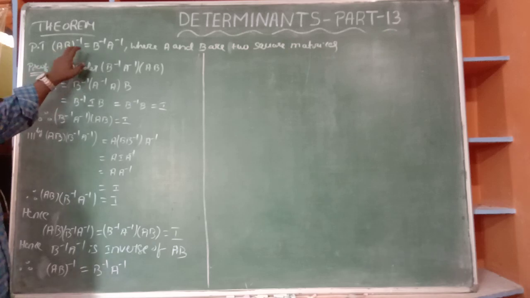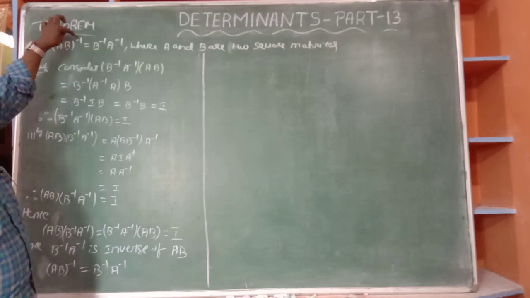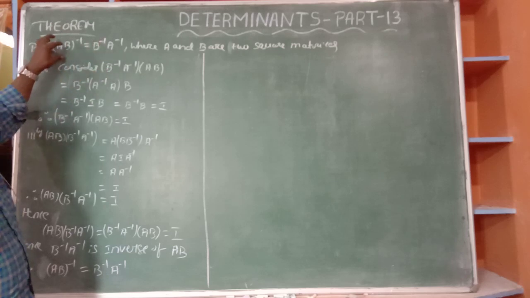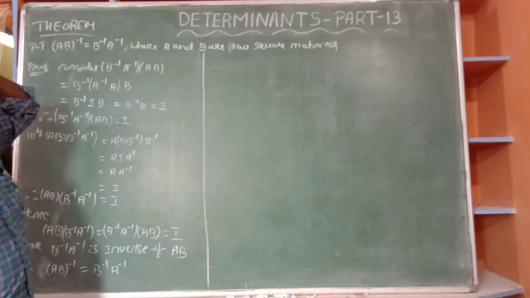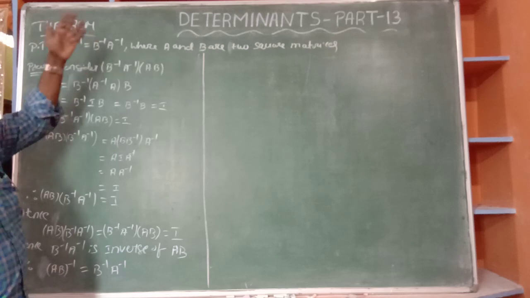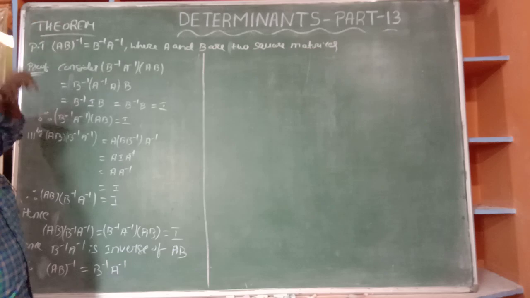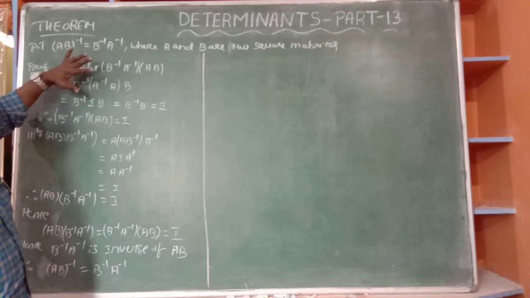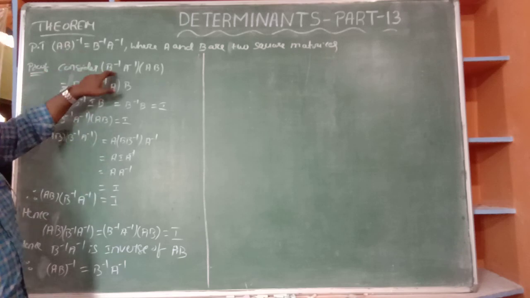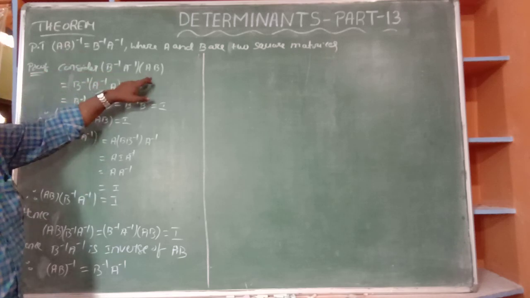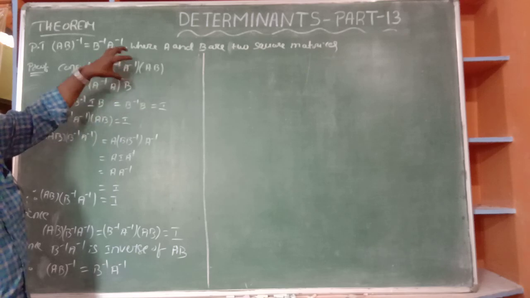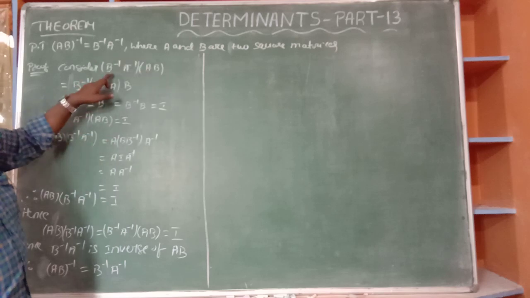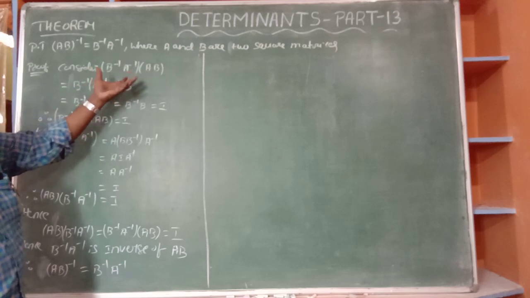Here, in order to prove it, AB whole inverse is reversed: B inverse, A inverse. Okay, now suppose A, B, C whole inverse is there, it is C inverse, B inverse, A inverse, like that. It is reversed. Here, I am taking a logical proof. B inverse, A inverse into AB. I am taking one expression. B inverse, A inverse, AB.